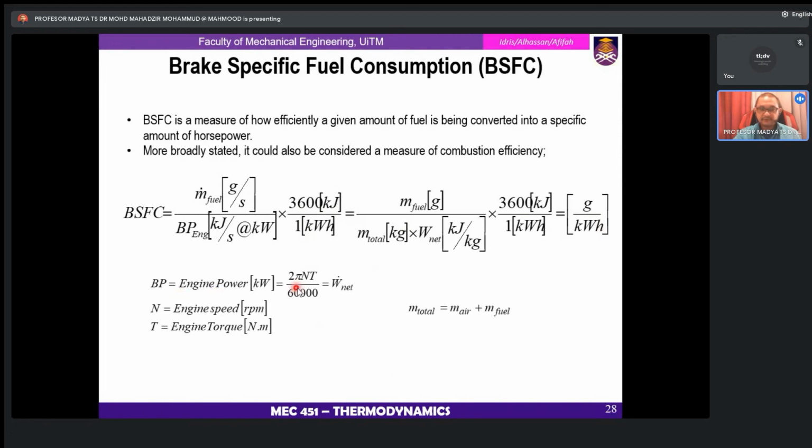For brake power, I have mentioned the formulas. N is engine speed, T is engine torque. Normally m is m total, that means air plus fuel.